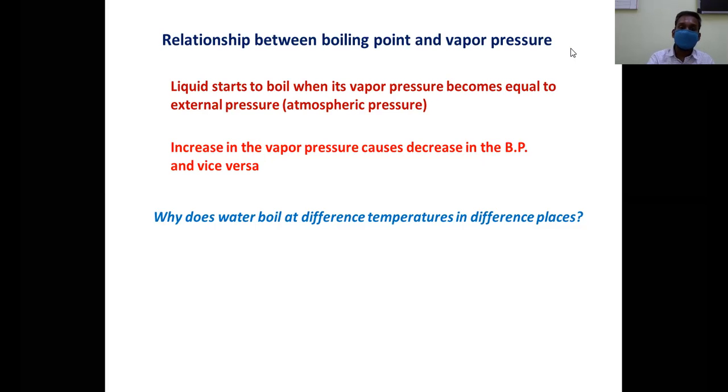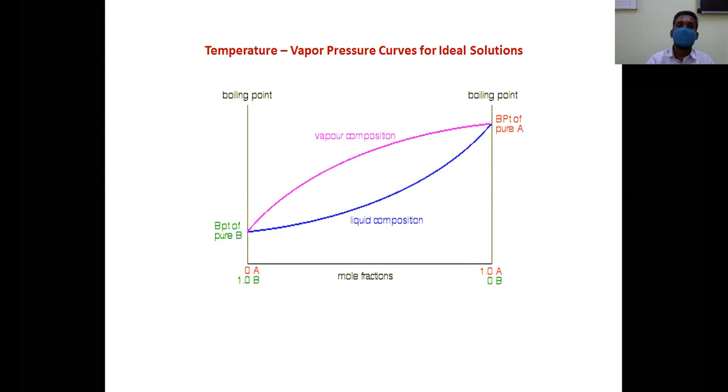Now let us take up this issue of temperature against vapor pressure curves. This is also called boiling point vapor pressure curves. For an ideal solution, this temperature vapor pressure curve will look like this. So, this is also called a phase diagram of solutions, basically. This is the finalized phase diagram after constructing the phase diagram.